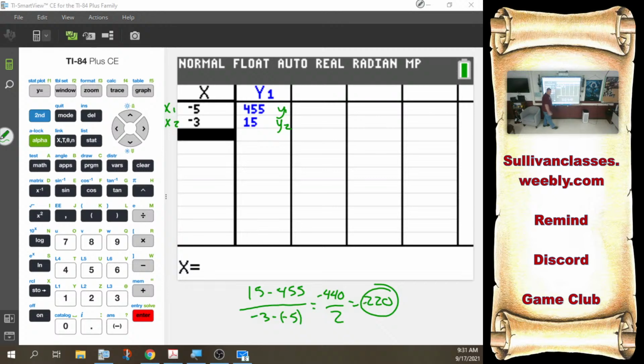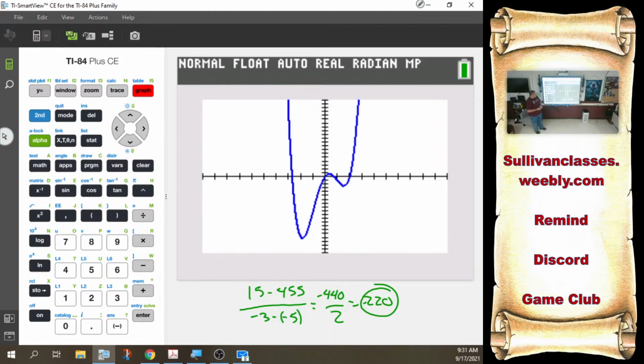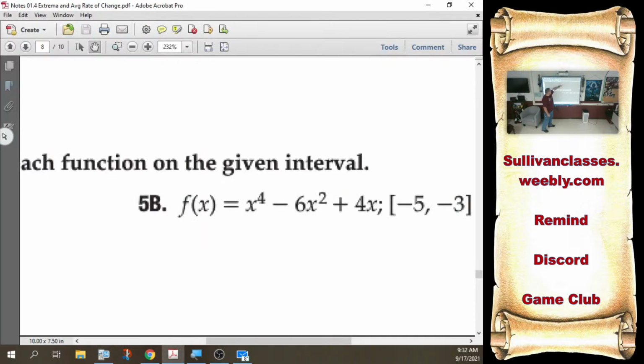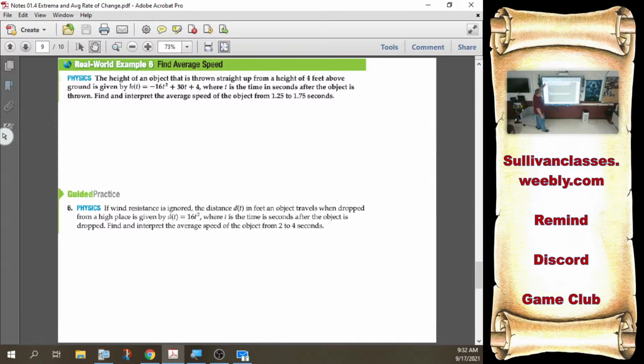Negative. Which should make sense if I go back to that graph. The slope of that graph from the roof to here, down to 20 over 1. Yeah. Okay. So rate of change is just slope, but you might have to do a little bit of work to find your y values. Apply it.